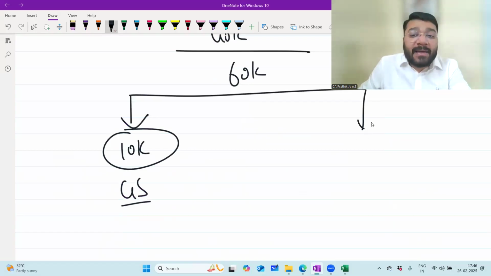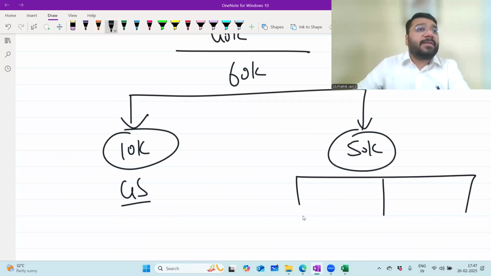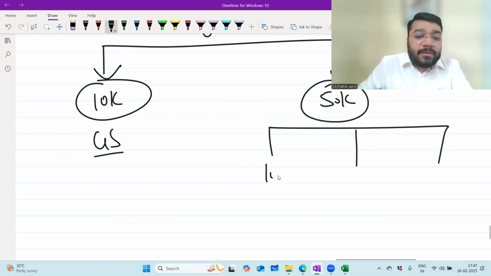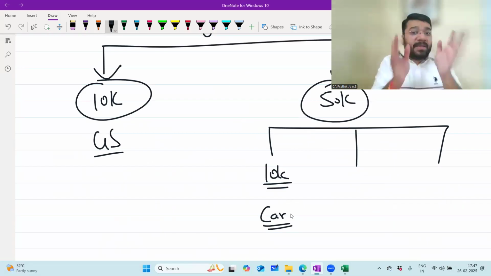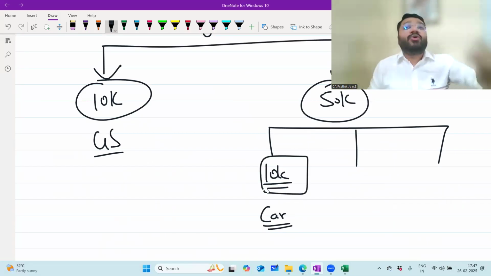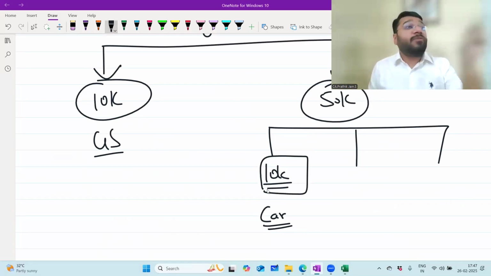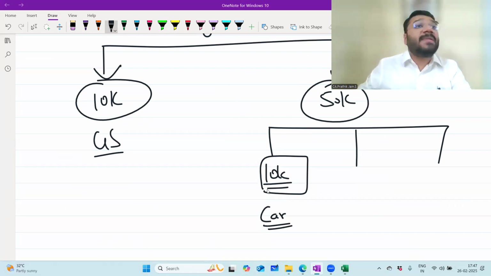How much am I left with? Remaining 50,000 rupees. Now this I put in multiple categories. 10,000 rupees I put in a special savings called a car savings account. Means this money that I'm putting in this car account, I'll use only for the purpose of buying a car and not for any other purpose. So this becomes my specific savings.